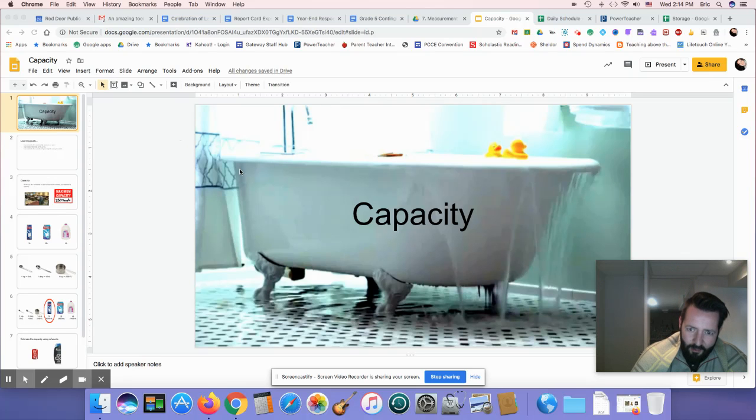So today's topic is about capacity. Now, before I even explain what capacity is, I want to see if you think you can define what it is. Of course, I've put a little visual cue here in the background of my title slide. I want you to just have a look at this picture here. Take a look at what's going on and see if you can come up with a good definition of what capacity means.